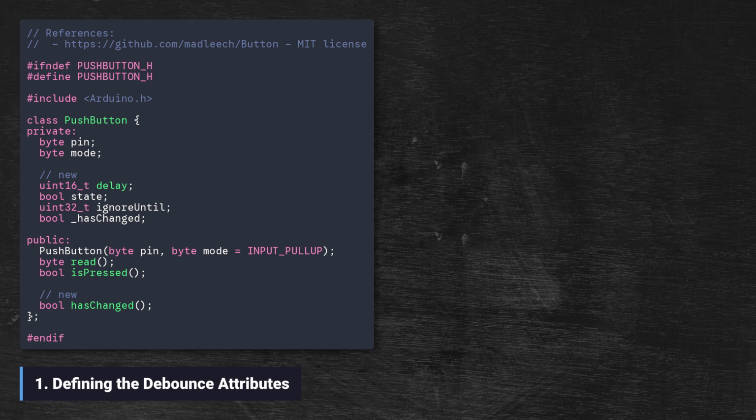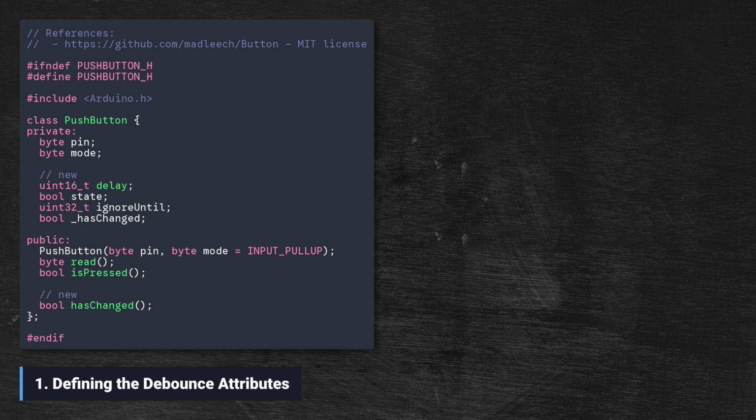In the header file, we add 4 new private members. About the delay, this is the debounce time. The purpose is that when you press a mechanical button, the internal metal contacts don't close perfectly. They bounce or vibrate, creating a rapid sequence of high-low signals for many milliseconds.